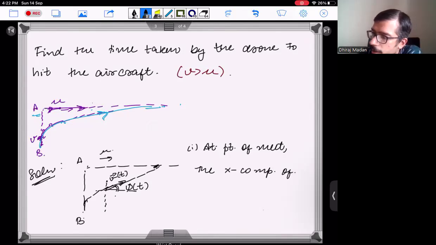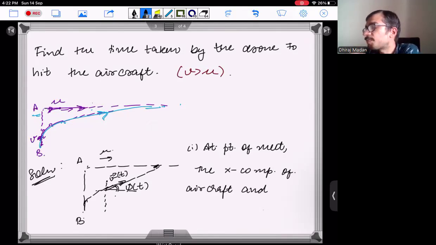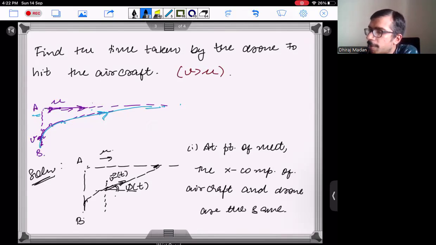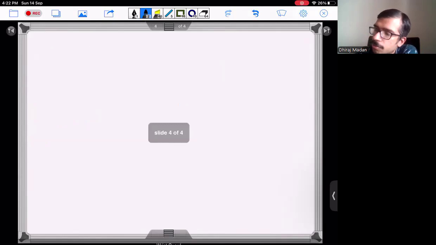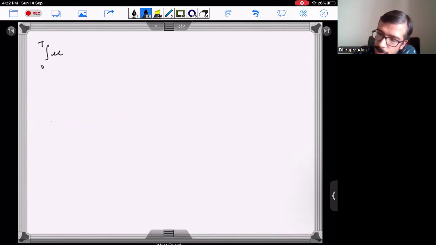of the aircraft and the drone are the same. And how much is the x component of the aircraft? The x component is just going to be the integral of u dt, right? Because it's moving with constant velocity u i-cap. So the x component is just the integral of u dt, essentially.